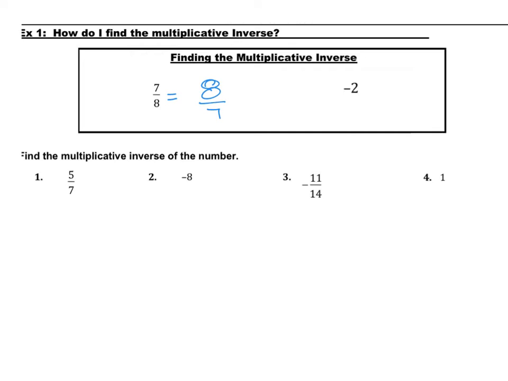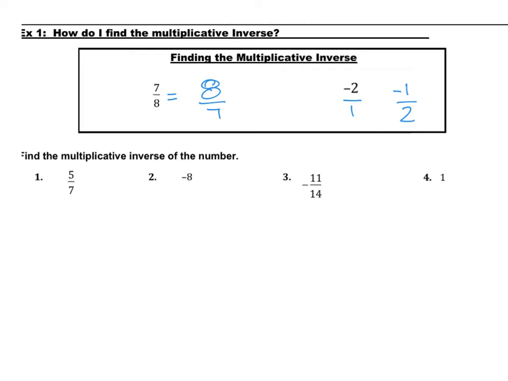And if I have something like -2, well, I can put that all over 1, and then the multiplicative inverse is going to be -1 all over 2. And it doesn't matter where you put that negative in this fraction. It can be up top, it can be down in the middle there, it can be on the bottom, as long as you only have one of them. So let's take a look, then we're going to find the multiplicative inverse of each of these numbers.